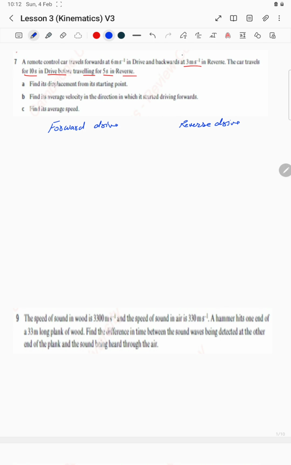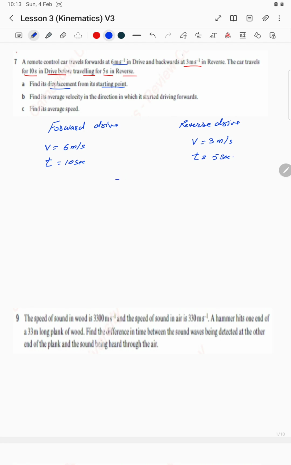For forward drive, it travels forward at a speed of 6 meters per second. So v is given to be 6 meters per second, and backward v is 3 meters per second. The car travels for 10 seconds in drive before traveling for 5 seconds in reverse. So t is 10 seconds for forward drive, and t is 5 seconds in reverse. Find the displacement from its starting point.